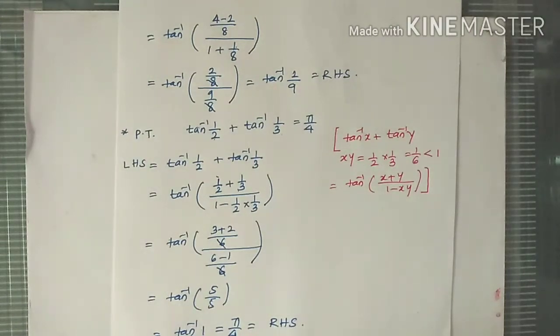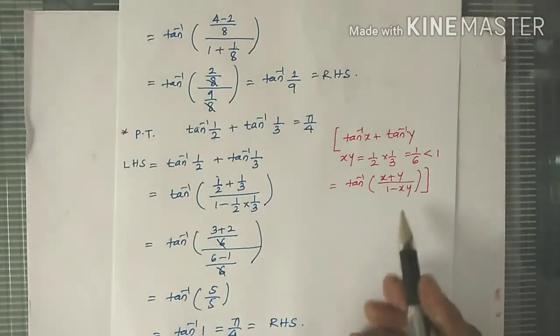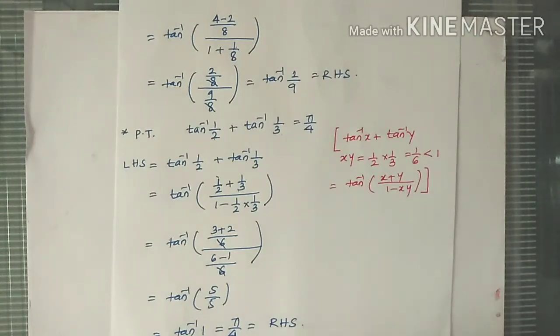I think this question also carries 2 marks, as we are using the property and we are simplifying the terms.